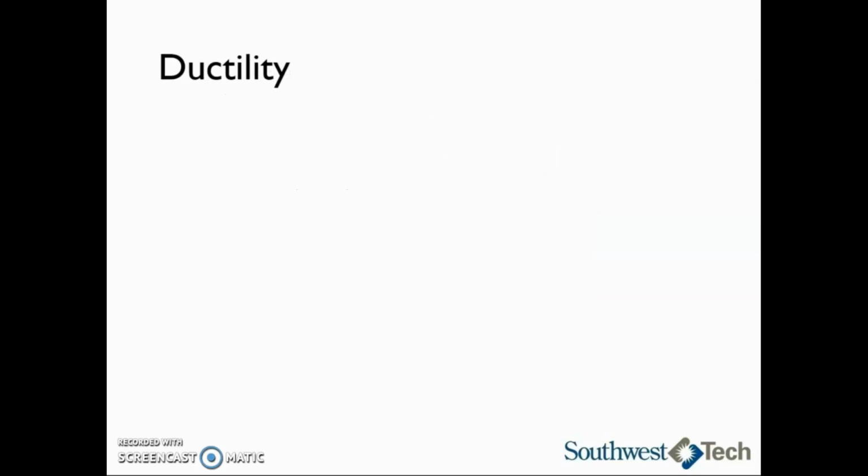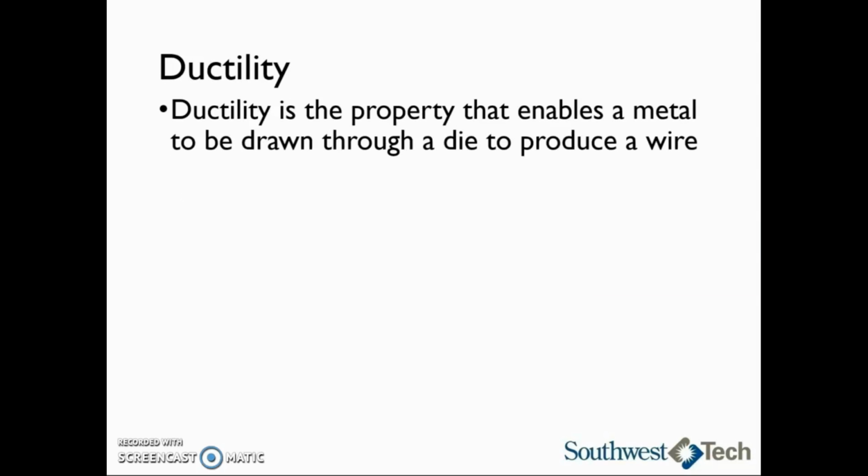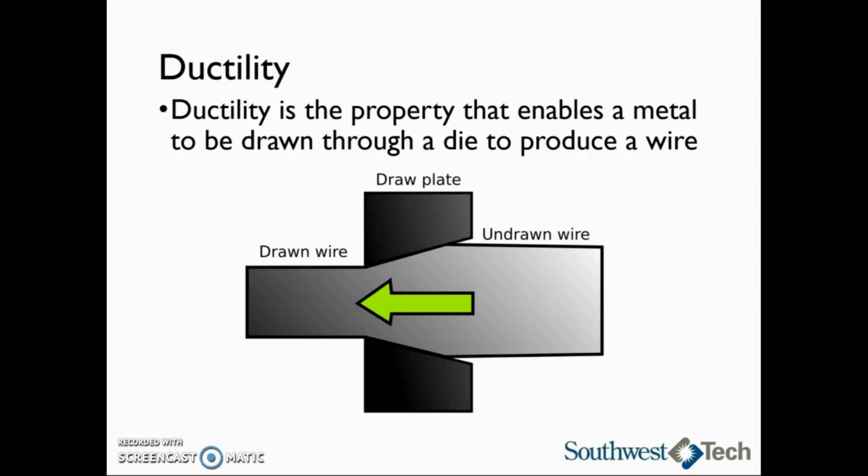The fifth property of solids is ductility. Ductility is the property of a solid, in particular a metal, that enables the metal to be drawn through a die to produce a wire. In this picture, we see the metal is being drawn through a draw plate or die, and it is narrower on the opposite side since it has been drawn into a wire.